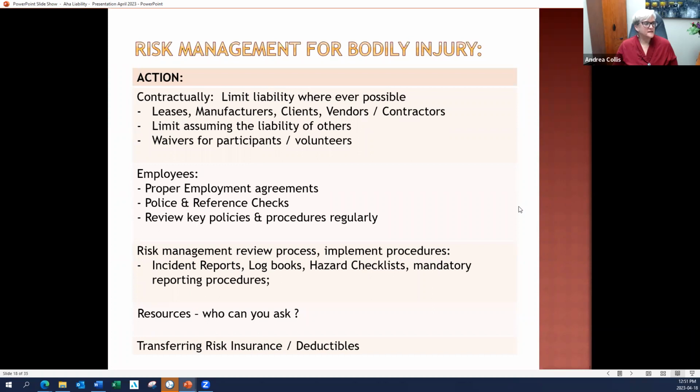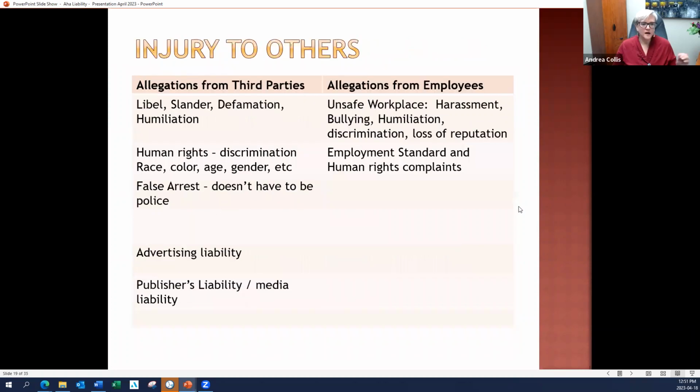All right. Let's move on to this section of injury to others, which is more allegations from third parties for emotional and other types of things. So this is libel, slander, humiliation. Sometimes in public, we can roll our eyes and go, oh, yeah, I was upset and I'm humiliated over these things.